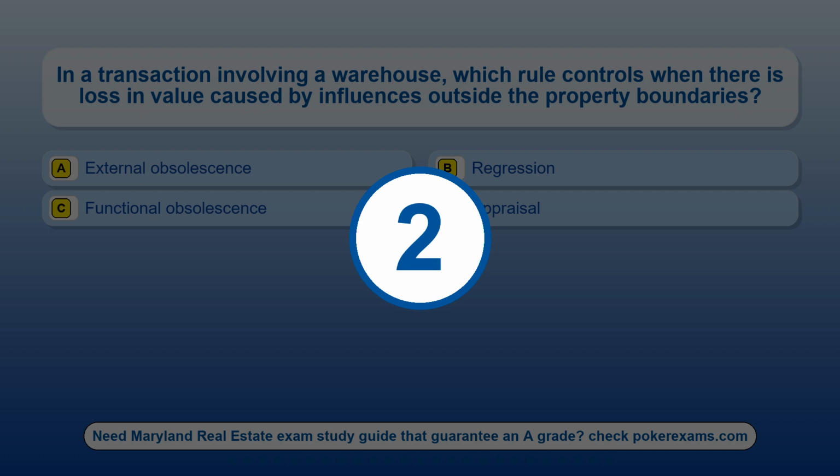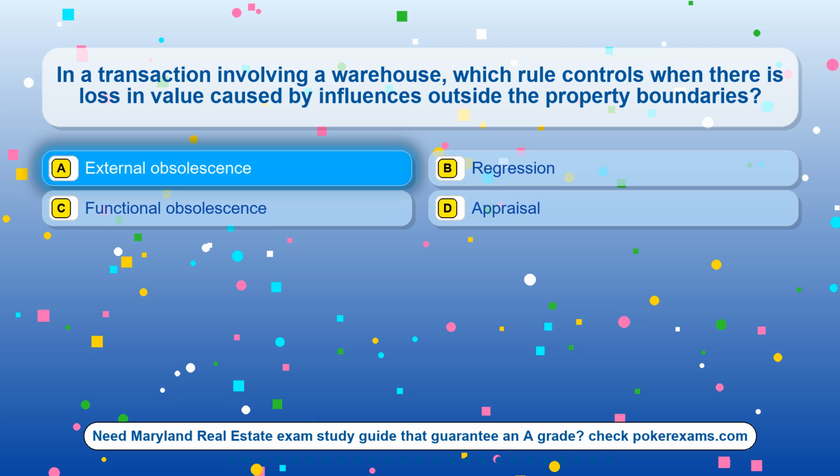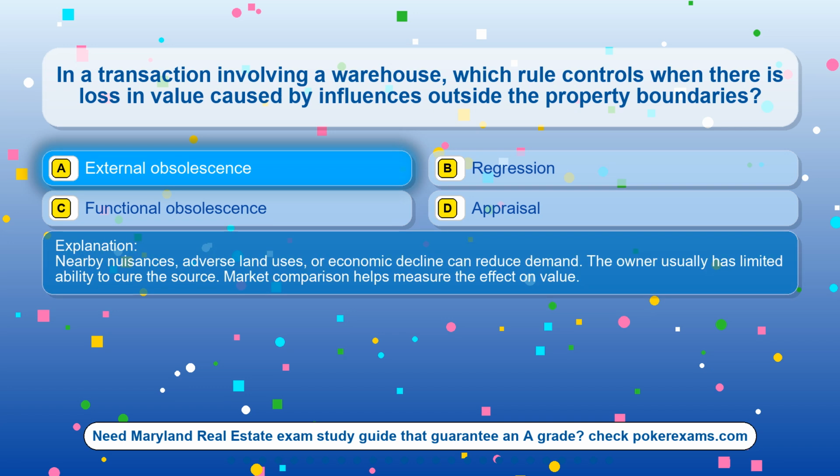The correct answer is option A, external obsolescence. Nearby nuisances, adverse land uses, or economic decline can reduce demand. The owner usually has limited ability to cure the source. Market comparison helps measure the effect on value.